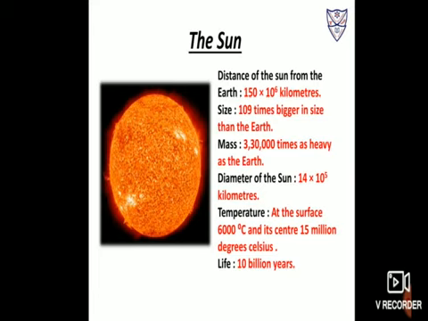Life. It is believed that the sun was formed about 5 billion, or we can say 500 crore, years ago. It is estimated that the sun may continue to give its light and heat to us for at least another 5 billion years. Thus, the total life of the sun has been estimated to be about 10 billion years.